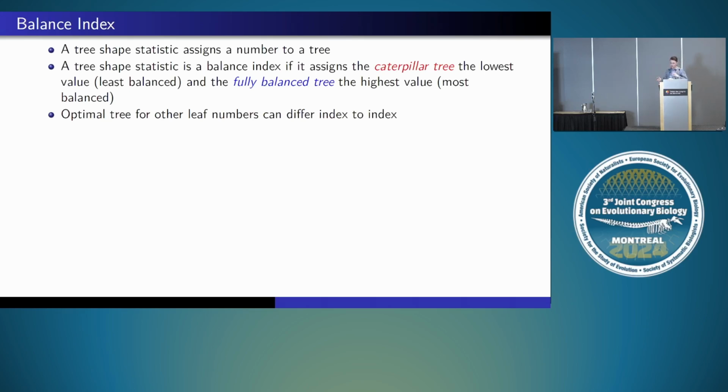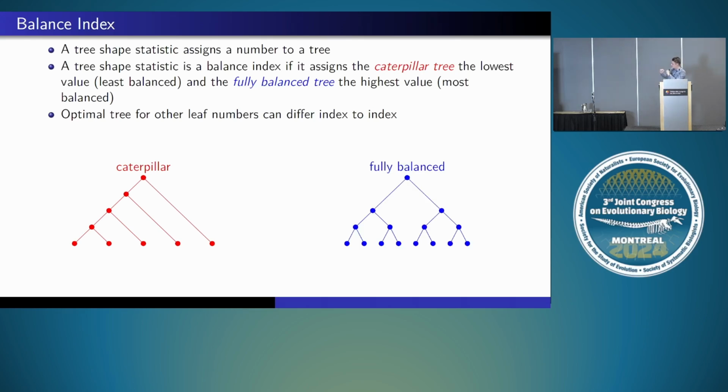Okay, so to quantify balance, we want to set a baseline, not we, but it's been set before. You want a baseline for what it means to be a balance index, but it's in general ambiguous. So this baseline is that you've got to say for each leaf number that the caterpillar tree, which looks like this, something splitting always on the same side each time, is going to be the least balanced. And whenever you've got a structure like this, a fully balanced tree, you've got to say that's the most balanced. I think it's clear why that makes sense.